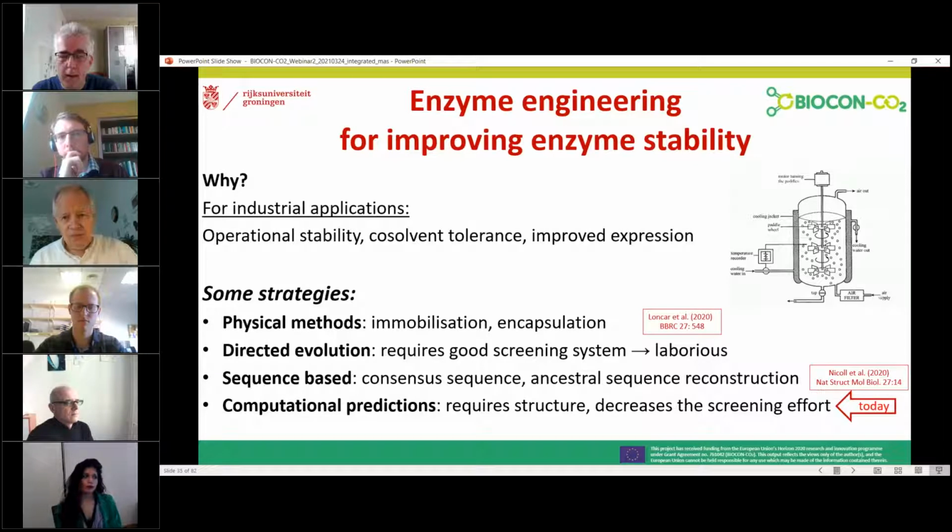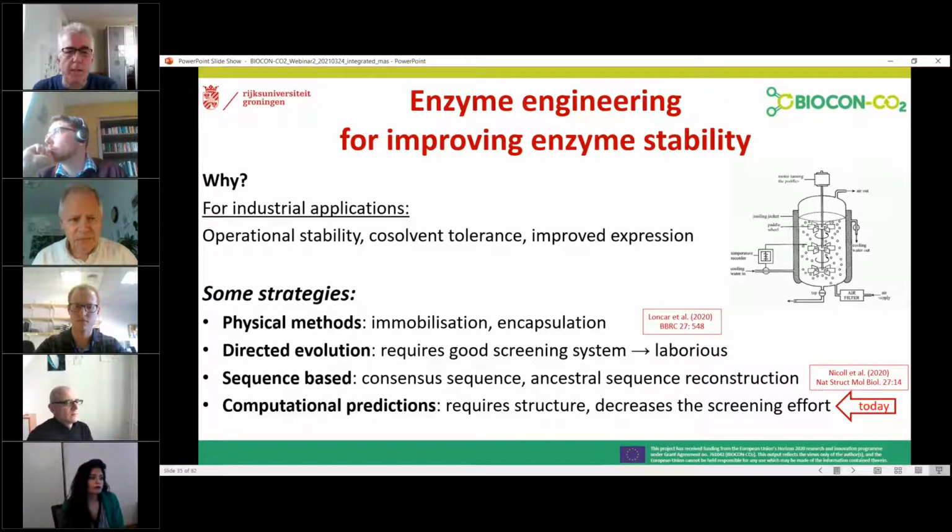Again, I added a paper there that may be of interest if you're interested in this approach. For today, I focus more on the last strategy indicated here, and that is where you use computational predictions that are based on structural analysis.